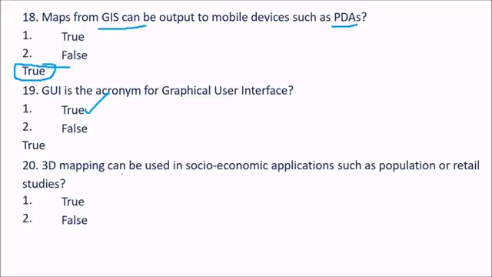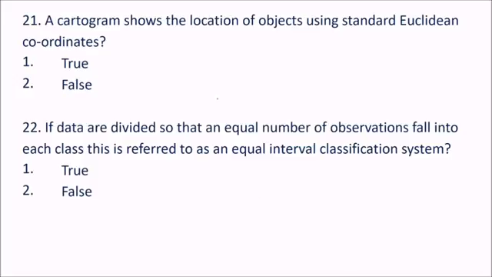Then 3D mapping can be used in socio-economic applications such as population or retail studies. Is it true or false? You got it right. The answer is true. 3D mapping can be used for this purpose also. A cartogram shows the location of objects using standard Euclidean coordinates. Is it true or false? The answer is false.